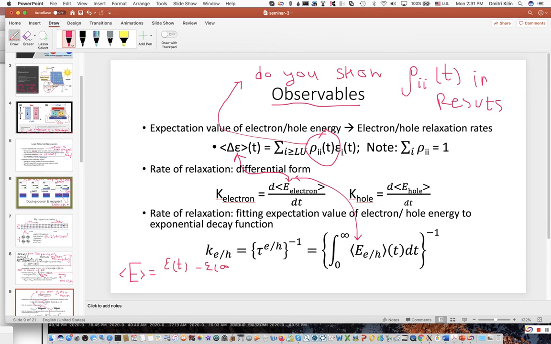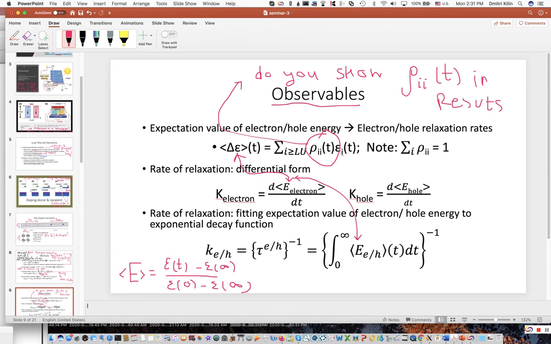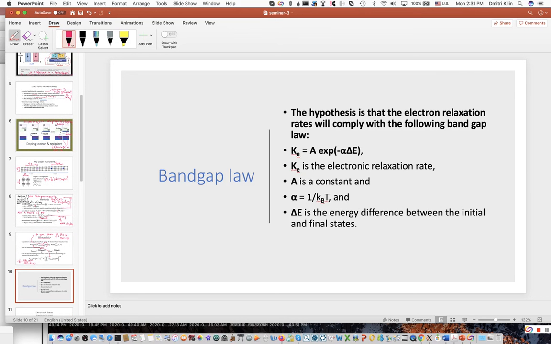All right, and then on slide 10, I have my band gap law. The primary purpose of the study is to see how well my relaxation rates follow the band gap law. So here my relaxation rate is a constant times e to the negative alpha delta E, where delta E is the energy difference between my initial and final states.